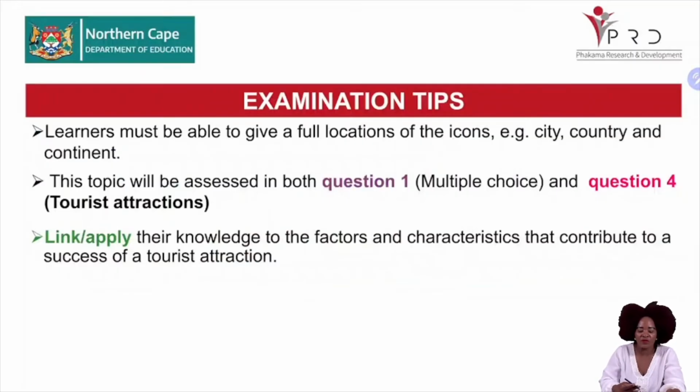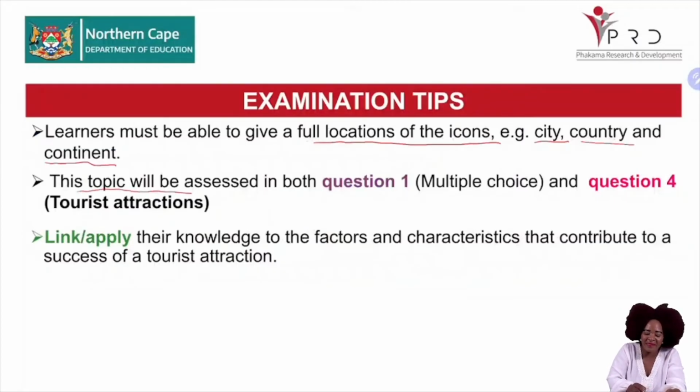You must also be able to give the full location of the icon, e.g. the city, the country, and the continent. Apart from being able to locate these icons on the world map, you must also know their actual location. What is the city of this particular icon? What is the country? What is the continent? Once you know that information first, it is going to be easy for you to locate them on the world map. This topic will be assessed in both question 1 and question 4.